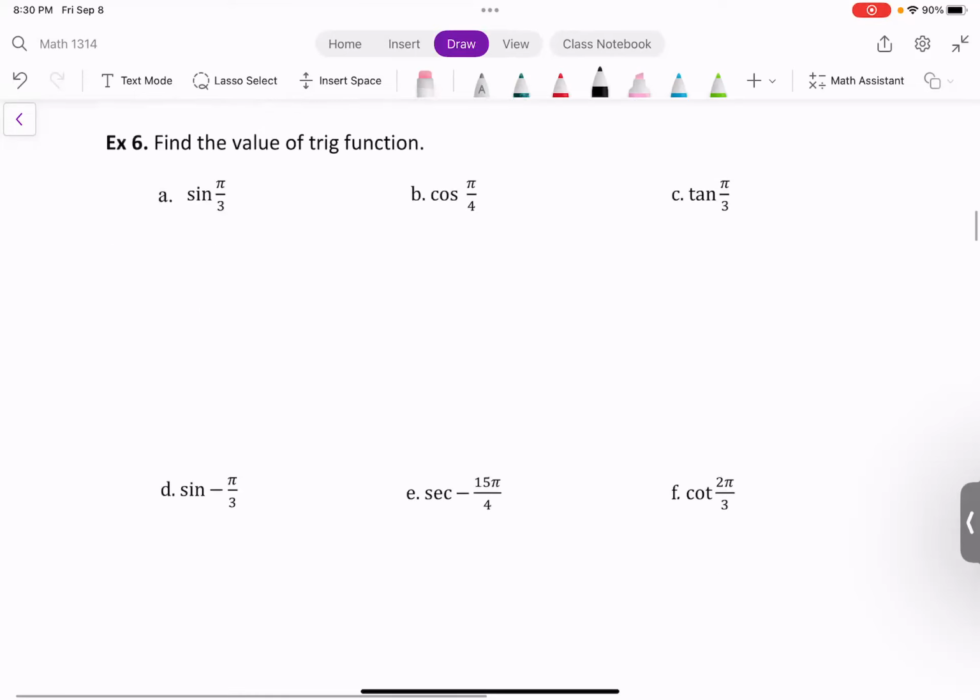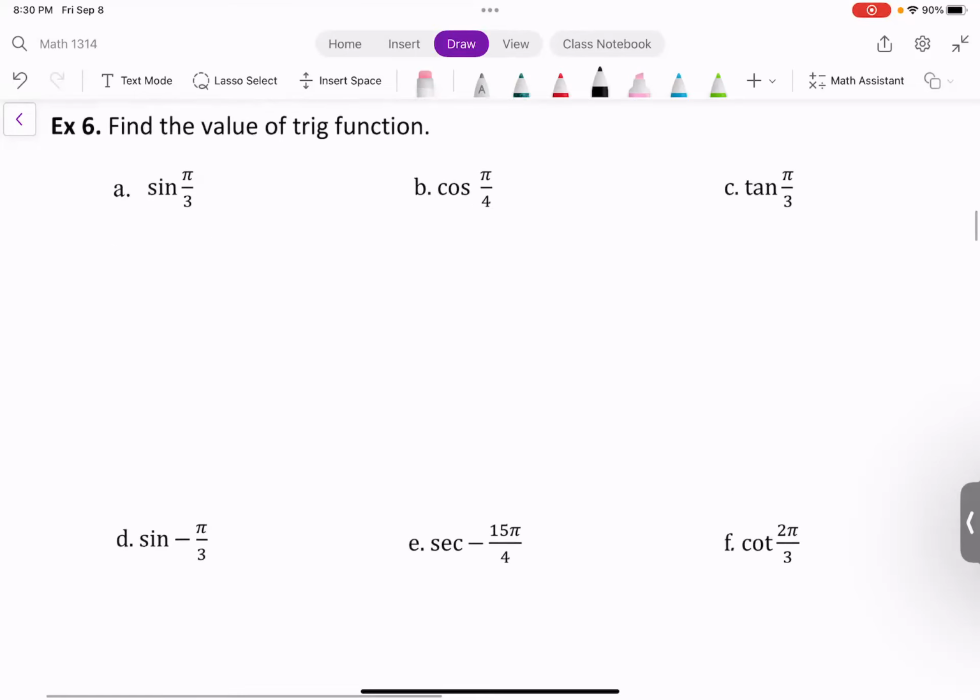All right, let's see the next part. Example 6, find the value of the trig function. If the question is, find the value without using a calculator, how do you do that? What is sine pi over 3? I know that in degree mode, pi over 3 is 60 degrees. And what is sine 60 degrees? I ask you to memorize these special angles' trig values, right? The sine of 60 is square root of 3 over 2.